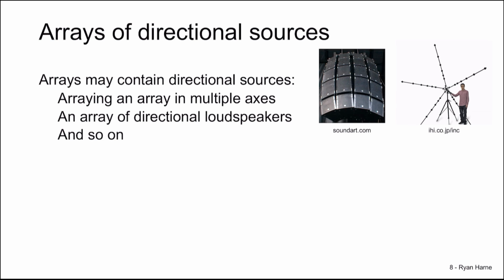For instance, we might array an array in different axes, and this occurs quite regularly with loudspeaker arrays. So we have a single line array here for loudspeakers, and then it's arrayed in another dimension. Same thing occurs with microphone arrays. This array with non-uniform microphone spacing is repeated 5 times around a circle. Microphone arrays are often rotationally symmetric. We can have arrays of directional loudspeakers and many other examples.